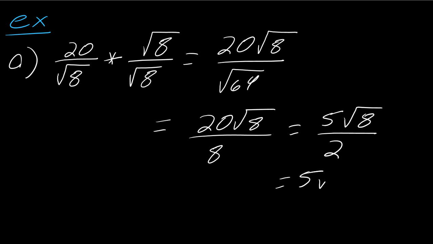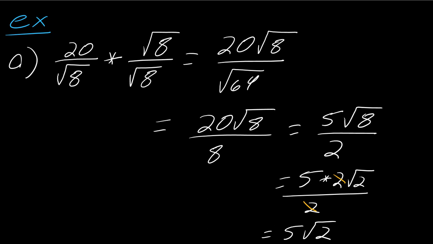If I simplify the square root of 8, that's going to be 2 times the square root of 2. And now look what happens. Now these 2's drop out, and I'm just left with 5 times the square root of 2. So, I don't know, was this the easier way to do this? I don't know, let's compare.